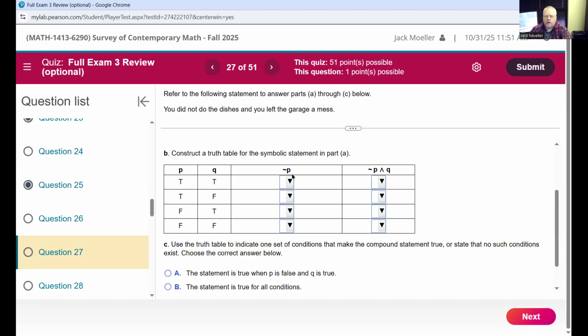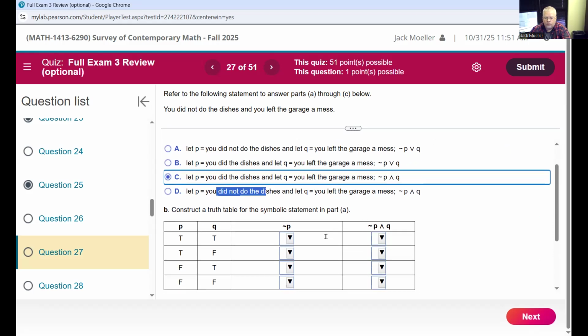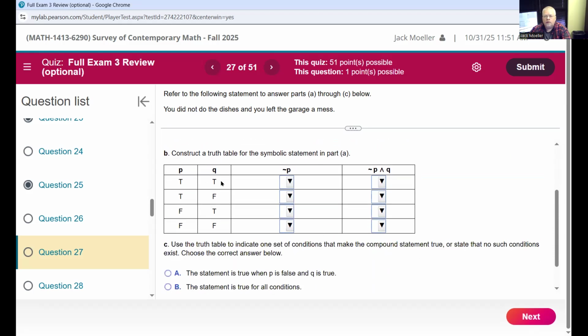So the first, and again, they put the order there for you. So do not P. So for not P, ignore Q. You don't care about Q for this column. So just go back to the original P, which is true, true, false, false. So that means now we have two falses, two trues.